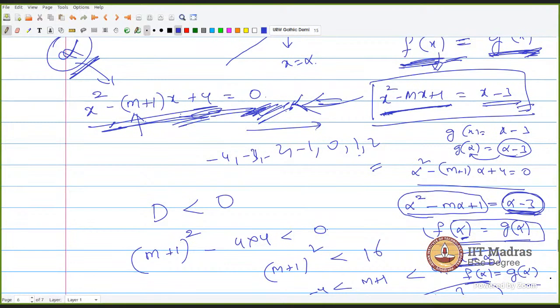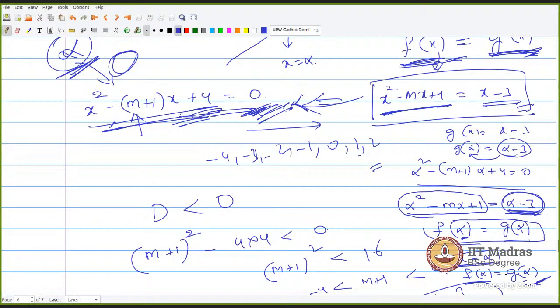Okay. So what I got is, if I have a root alpha, then intersection is happening. So what I should have is no root at all. If I don't have a root, then I cannot have an x value such that f of x is equal to g of x. This is just the interconnection between the word statement and the mathematical statement.